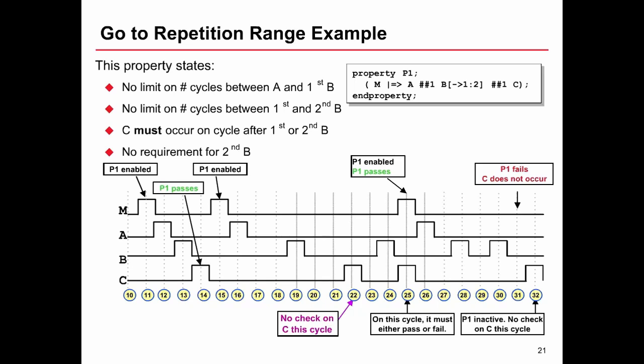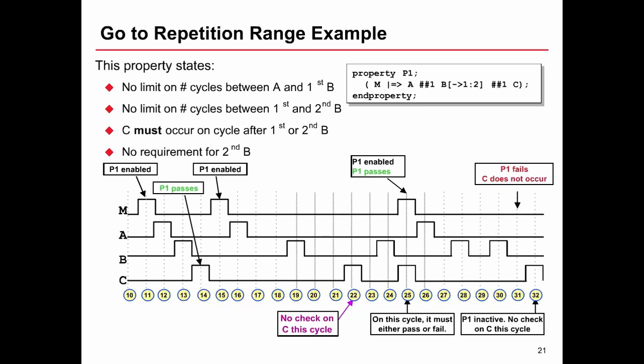Once we don't observe C on cycle 20, the only way in which the property can pass is by a second occurrence of B followed immediately by C. At cycle 24 we have the second occurrence of B, so now it would be a failure if we didn't have C occurring the next cycle. So we know on cycle 25 whether that assertion will pass or fail. Also on cycle 25 the property becomes enabled again.